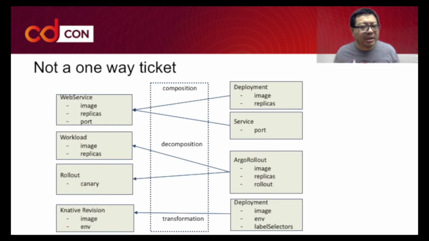And here are some examples of how we can abstract the resources. For the first one, we will just combine the deployment and service into a web service workload, since web services will always expose some ports. Now, abstractions don't always have to go up. They can break things down as well. We would decouple, in this example, the Argo rollout into a workload and a rollout.